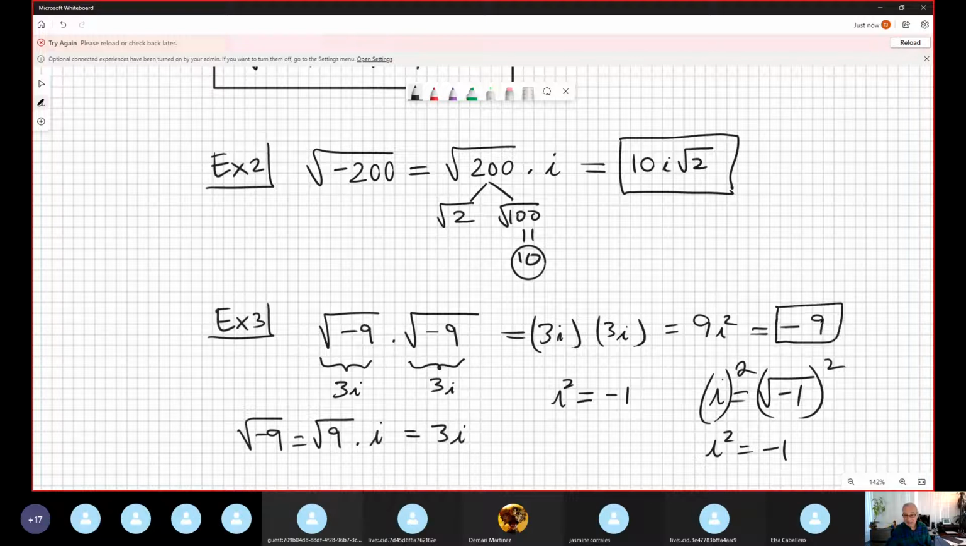The answer of example 3 is real. Okay, you pass through the process of the complex number, but the final answer is negative 9, and negative 9 is a real number.